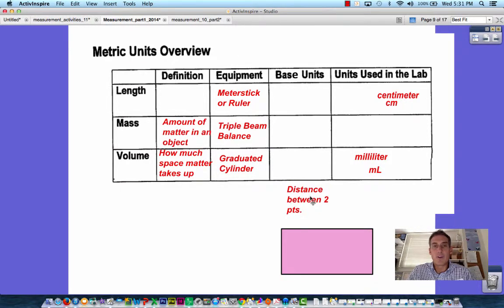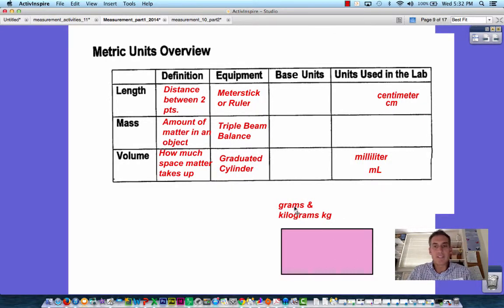Distance between 2 points. We haven't really formally defined that, but I bet you can narrow it down to length. And remember that distance between 2 points can also be the height or the width of something as well. But both of those are used. We use length for both of those definitions as well.